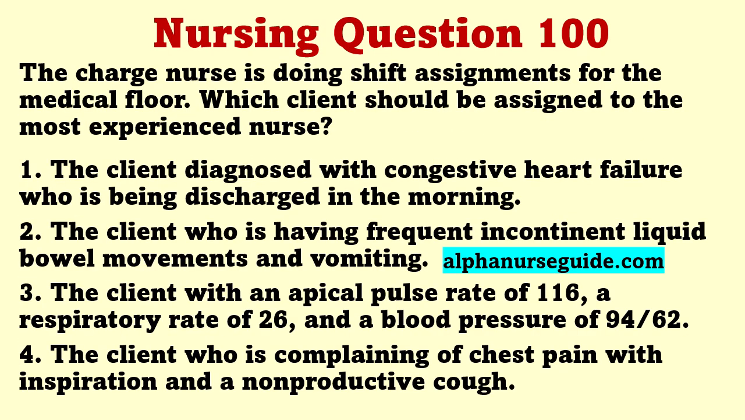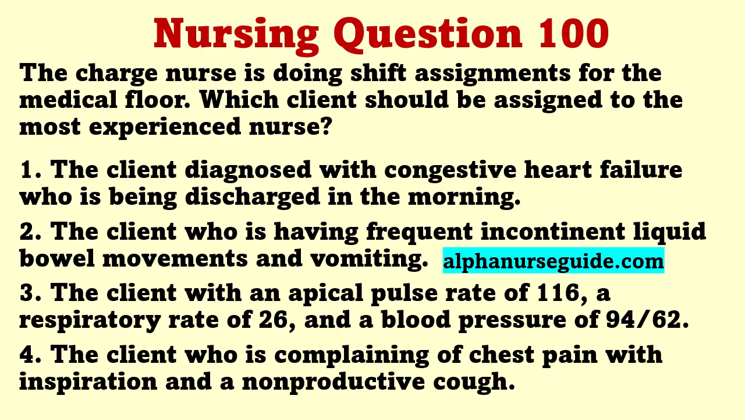The charge nurse is doing shift assignments for the medical floor. Which client should be assigned to the most experienced nurse? 1. The client diagnosed with congestive heart failure who is being discharged in the morning. 2. The client who is having frequent incontinent liquid bowel movements and vomiting. 3. The client with an apical pulse rate of 116, a respiratory rate of 26, and a blood pressure of 94/62. 4. The client who is complaining of chest pain with inspiration and a non-productive cough.